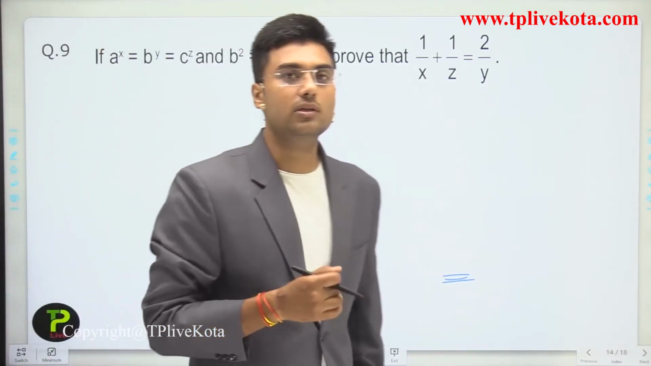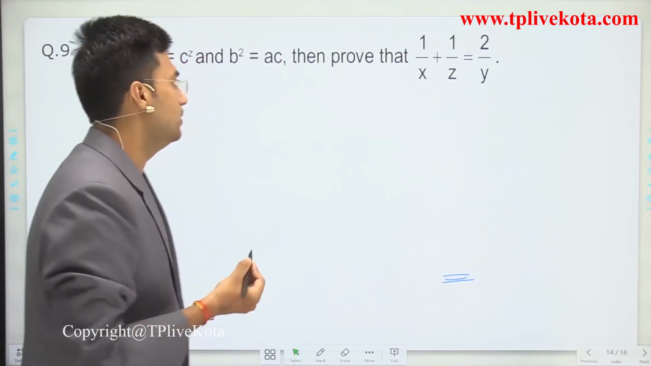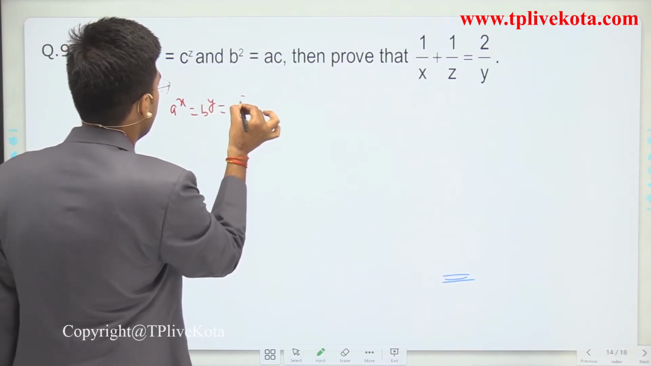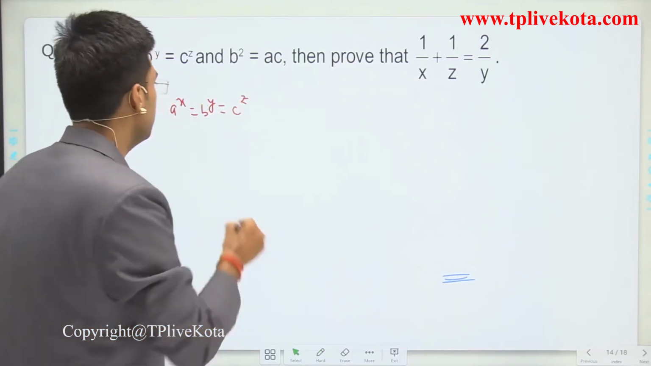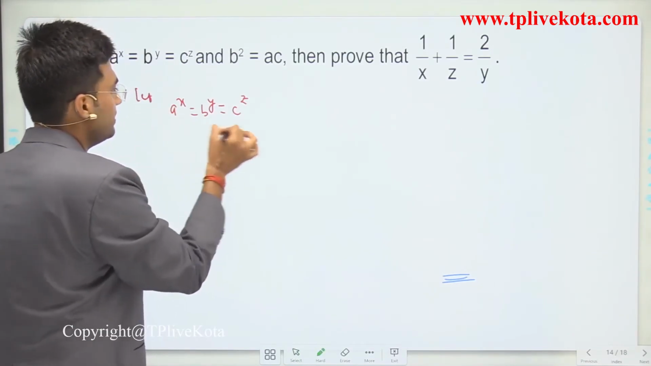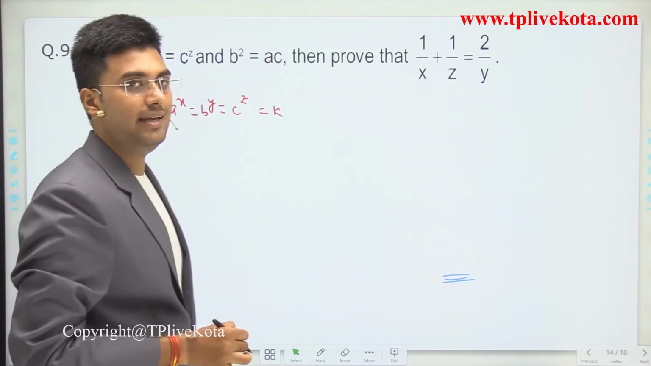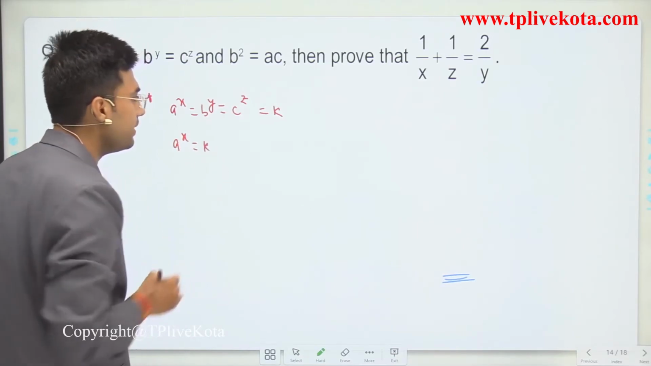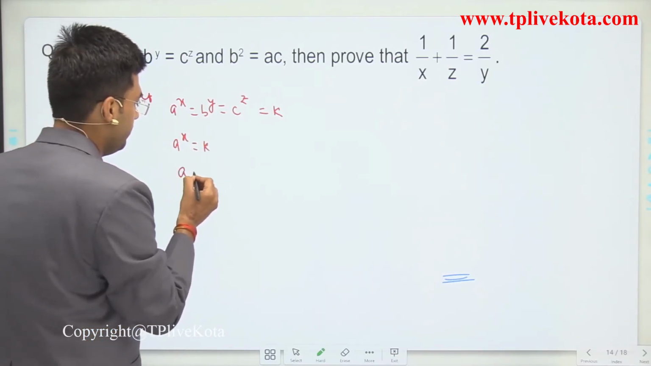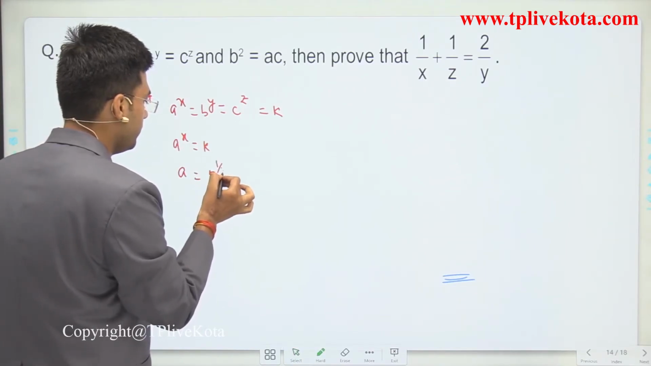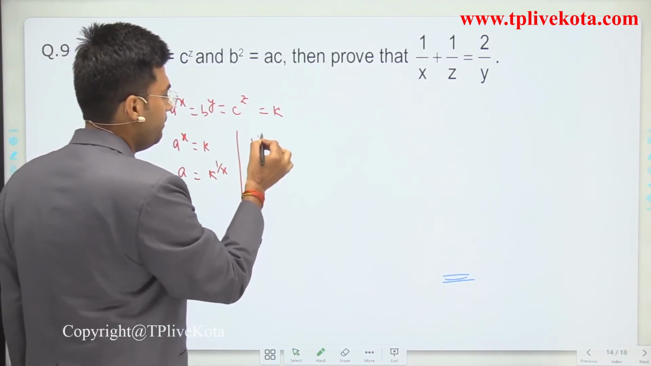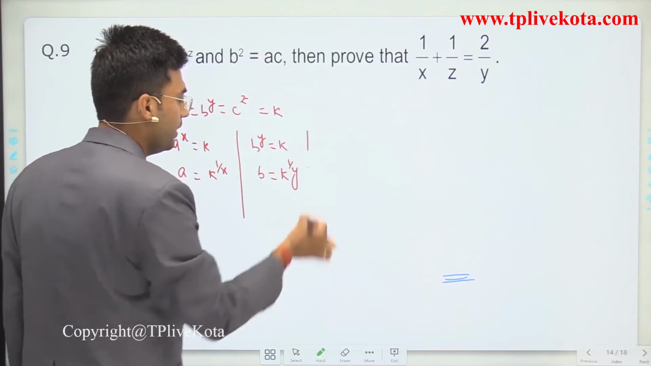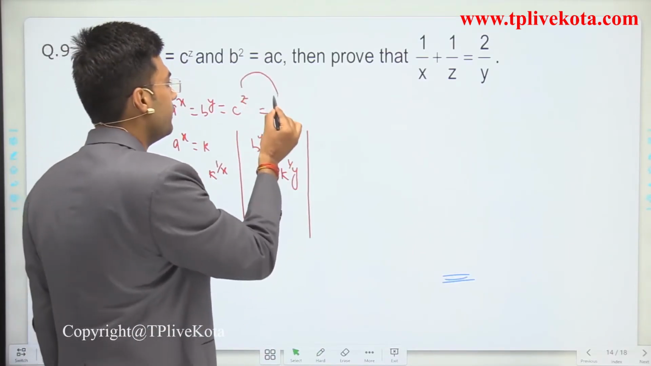This question is based on the properties of exponents. So in the question it is given that a power x equal to b power y equal to c power z. To solve this type of question, first of all assume that these three are equal to k. If these three exponents are equal to k, then first of all we solve for a power x. A power x equal to k, and we can write it as a is equal to k power 1 upon x. If b power y is equal to k, then we can write b is equal to k power 1 upon y. Similarly, we also write c power z is equal to k.